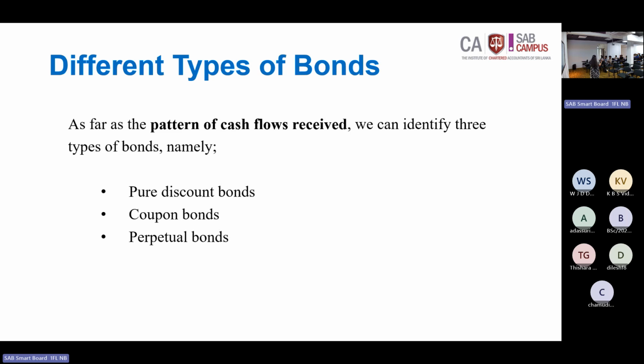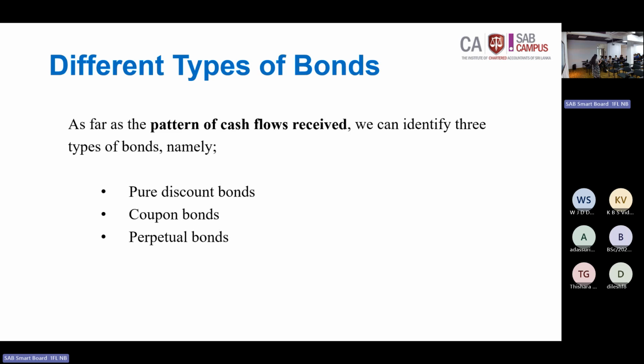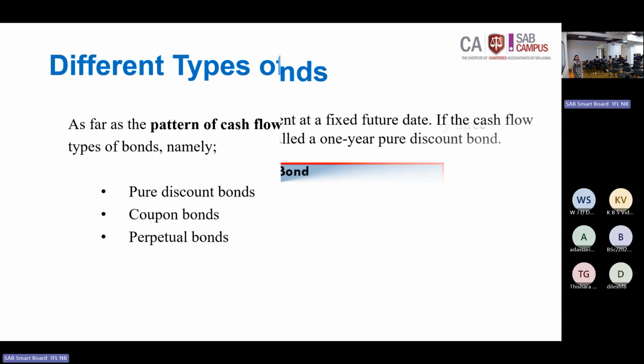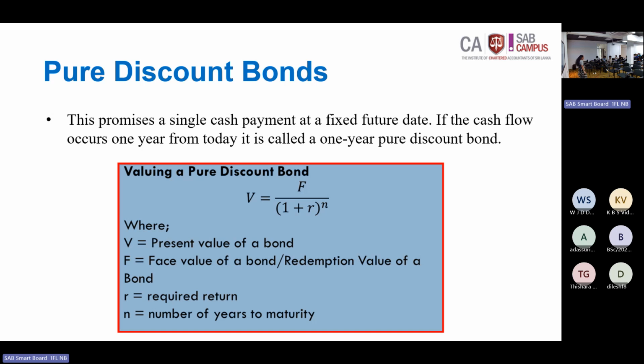Now, based on the type of bonds, we have to apply separate measurement techniques, right? Anyway, the basic is the same. With the type of bond, what is going to change? Only the cash flow, right? First, we have 3 bonds: pure discount bond, coupon bonds, and the last one, perpetual bonds, right? So we'll identify first the pure discount bond.